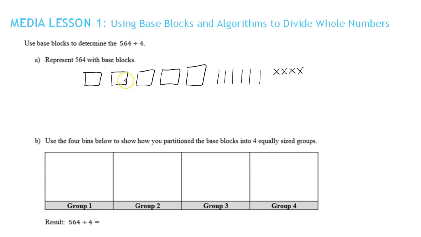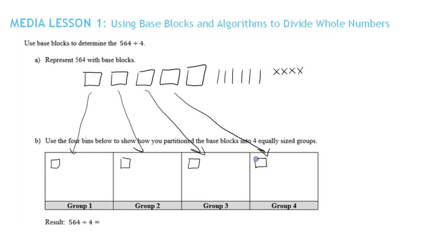We're going to start with the largest place value, and we are going to give every group 1 flat. So I'm going to put 1 flat in each one of these bins. And then we get to this 5th flat. Okay, so we need to break this up, so remember we want the same amount in each one.